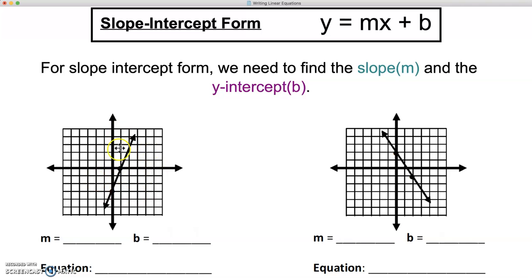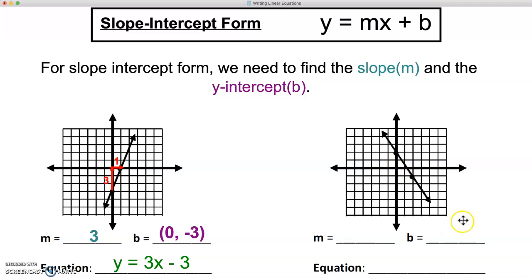So from the graph, the y-intercept is where it crosses the y-axis. So here, b is (0, -3). So our b value in our equation will be -3. We're given 2 points here that we can find the rise and the run from. The rise is 3, the run is 1, therefore our slope is +3. Once we know what our m and b values are, then we can just plug them in to our equation. y equals mx plus b.